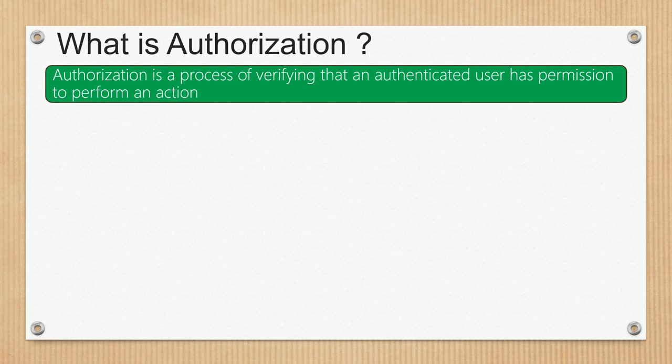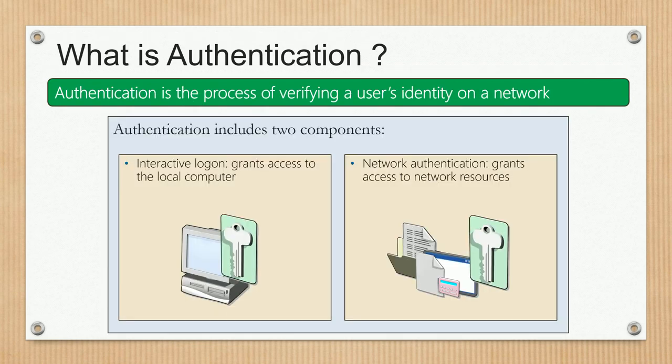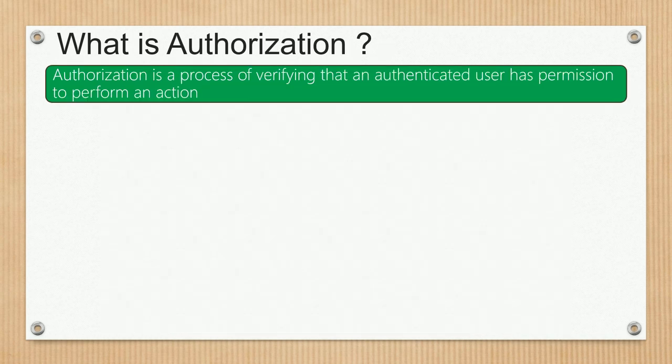Now, what is authorization? Authorization is the process of verifying whether an authenticated user has the permission to perform an action or not. Suppose you authenticate to access some data, but are you authorized to access it? That is the meaning of authorization. So authorization is a process to verify whether the authenticated user who is trying to access has permission to perform the action or not.